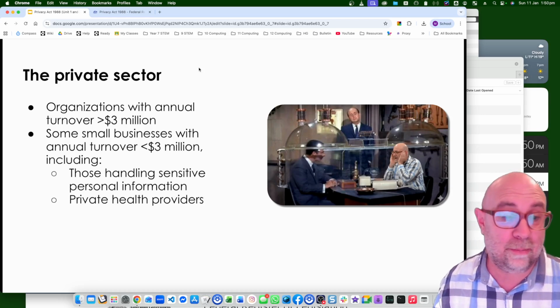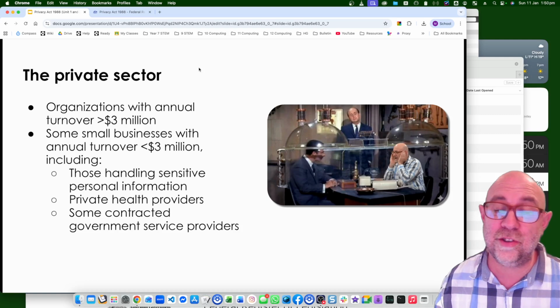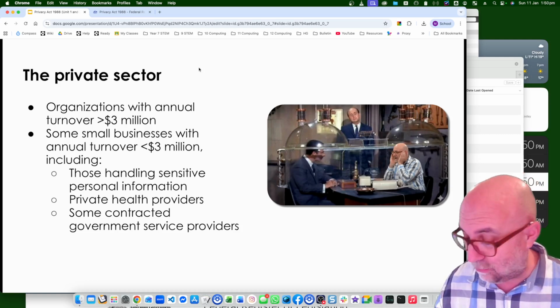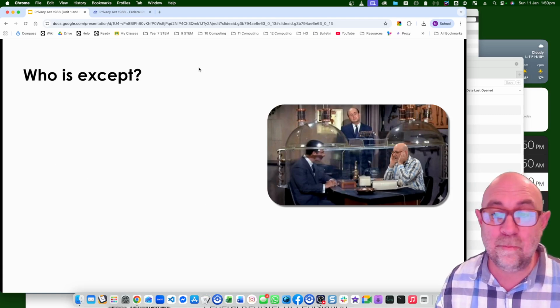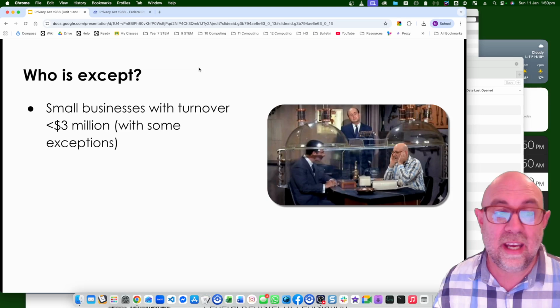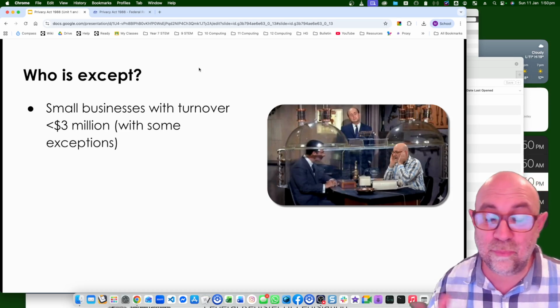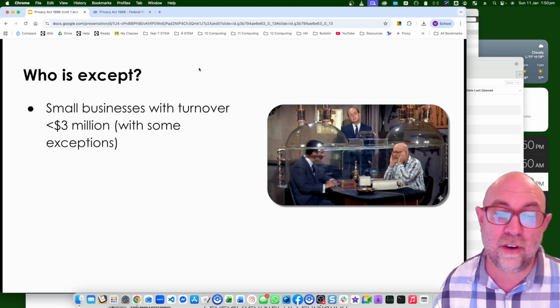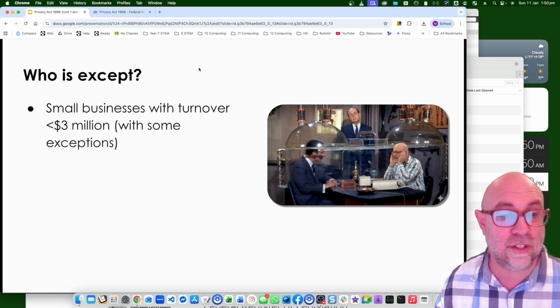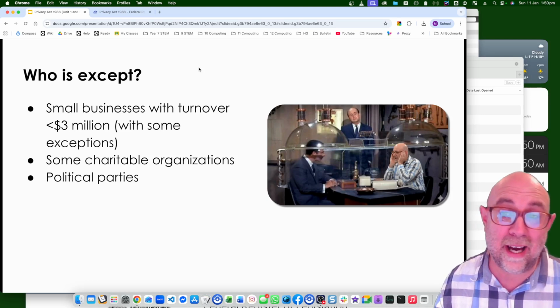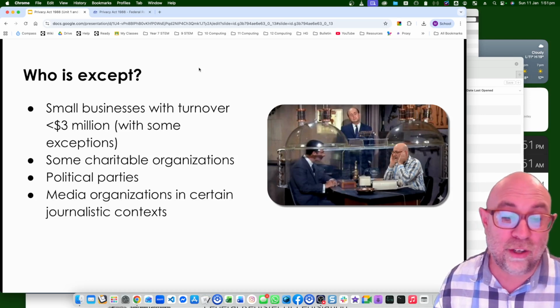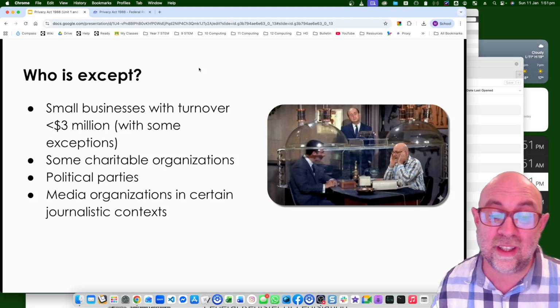If you're a healthcare provider, and if you're contracted by the government to do particular work, then you are also bound by the Act. There are a few exemptions. If you're a small business with a turnover of less than $3 million, by and large, you're exempt. Some charitable organisations, political parties, conveniently, media organisations in certain journalistic contexts.